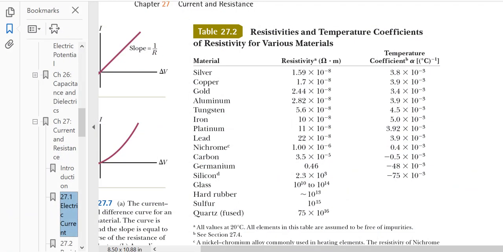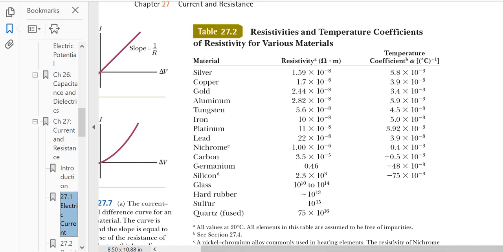So there's a chart of this here. This far right column tells you how resistance changes with temperature. For all of these things here, the resistance goes up with temperature. But if you look at carbon and a couple other things, resistance actually goes down with temperature.